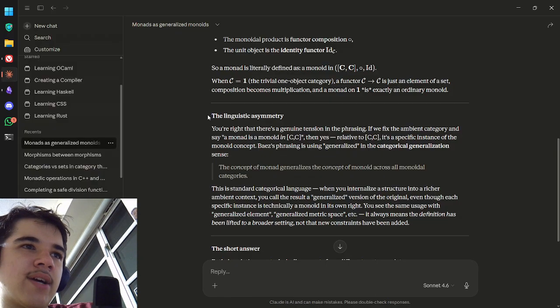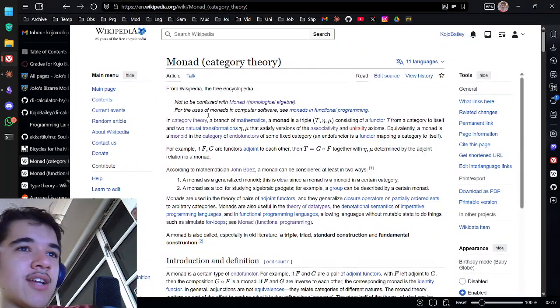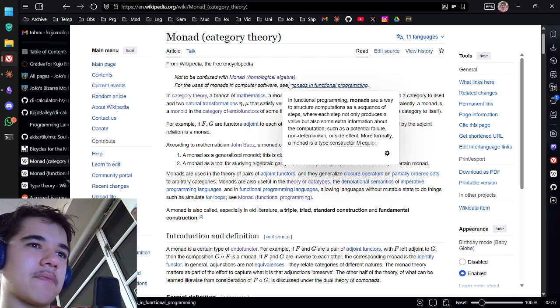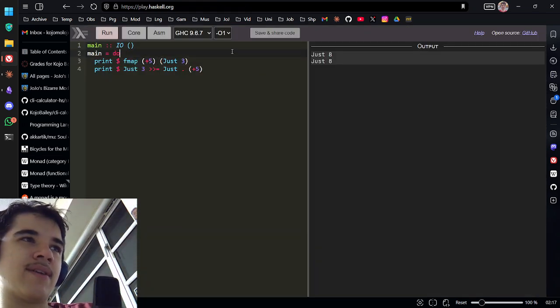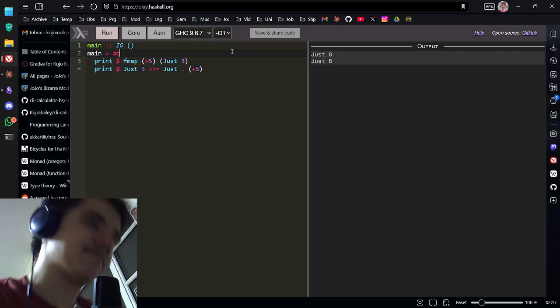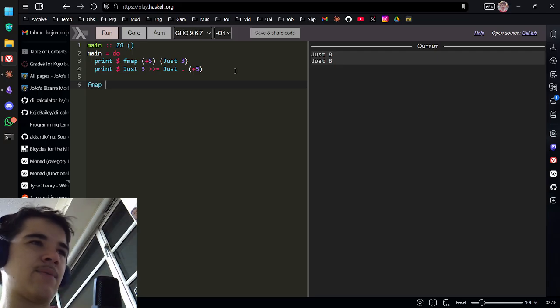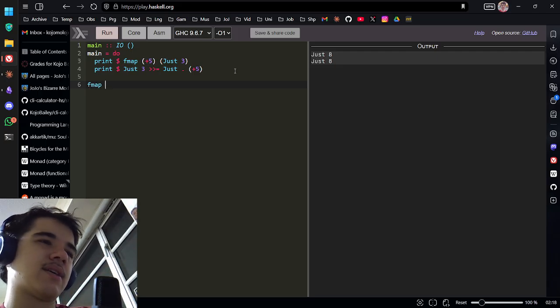If we fix the ambient category, say a monad is a monoid in CC, then yes. Okay. So I don't understand. But I think I understand what a monad is, practically speaking. I mean, I already did because it's denoted by the type signature, which for those who don't know is like, well, I think it's characterized by fmap, or at least partially, where fmap takes a function a to b.